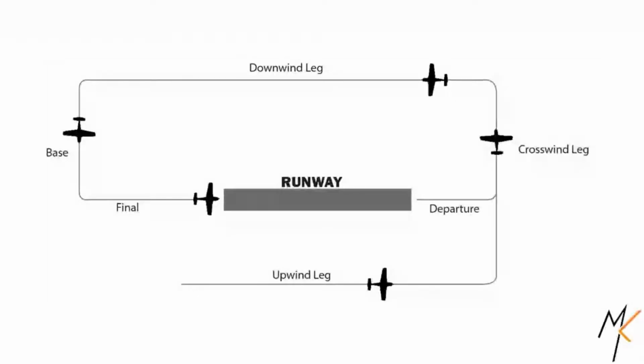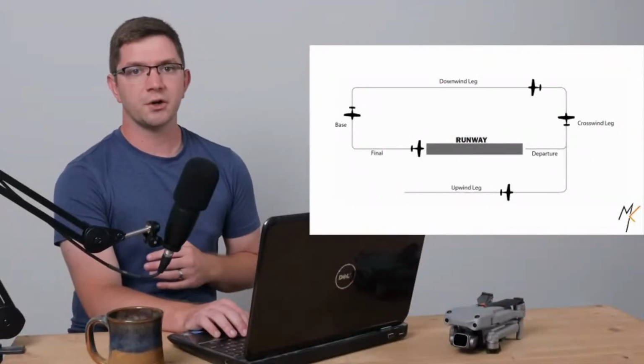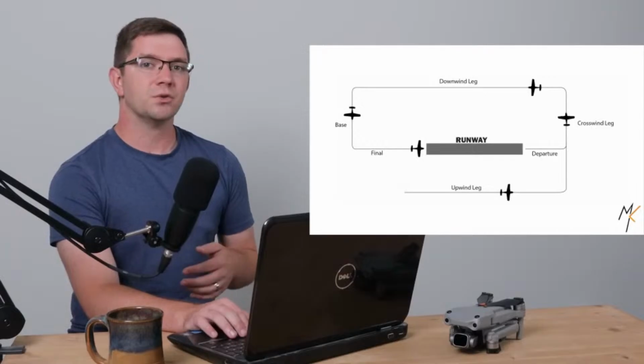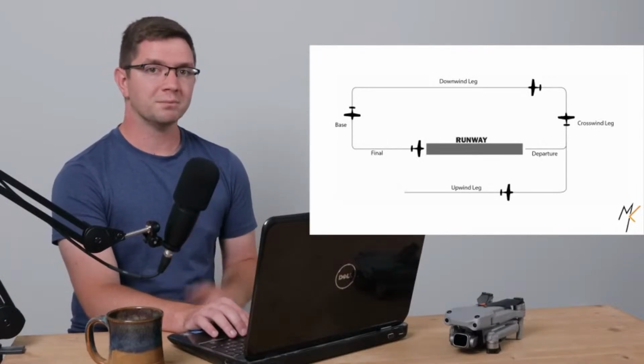In some cases, there is an additional leg for this pattern, which is known as an upwind leg, and it's located on the opposite side of the downwind. So the only time you may actually see the upwind leg being used is when an aircraft has to abort a landing to avoid a collision with another aircraft that is in the pattern or on the runway.